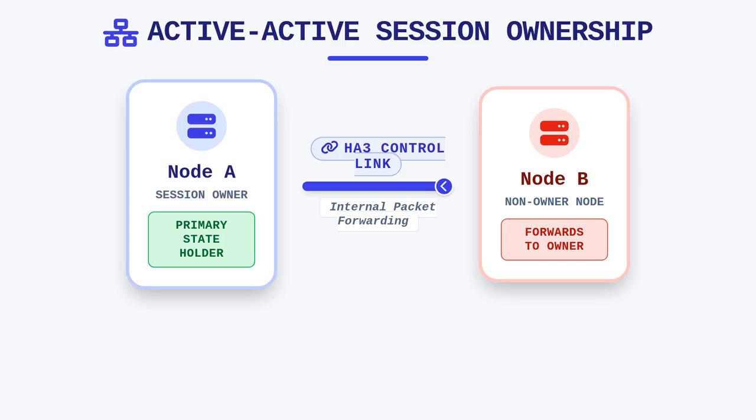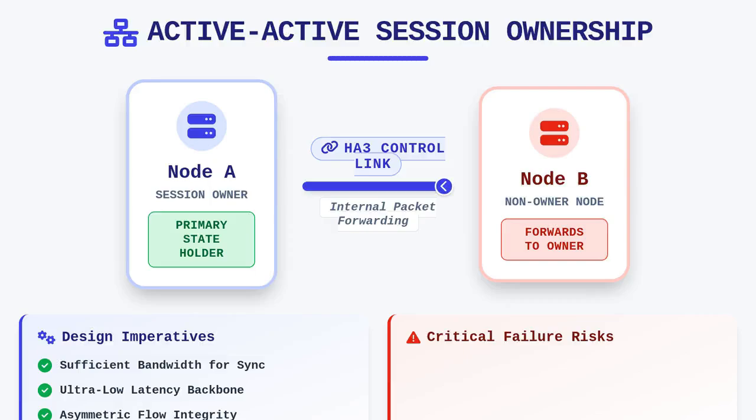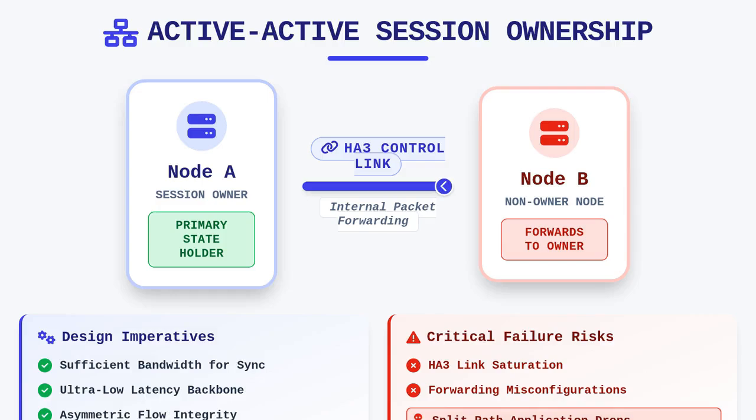members of the pair. Engineers must design these HA3 links with sufficient bandwidth and low latency, as they become the backbone for session synchronization and cross-node communication. If the packet forwarding mechanism is misconfigured, or if the HA3 link becomes saturated, you will inevitably experience split-path application drops that are notoriously difficult to debug in a live network.